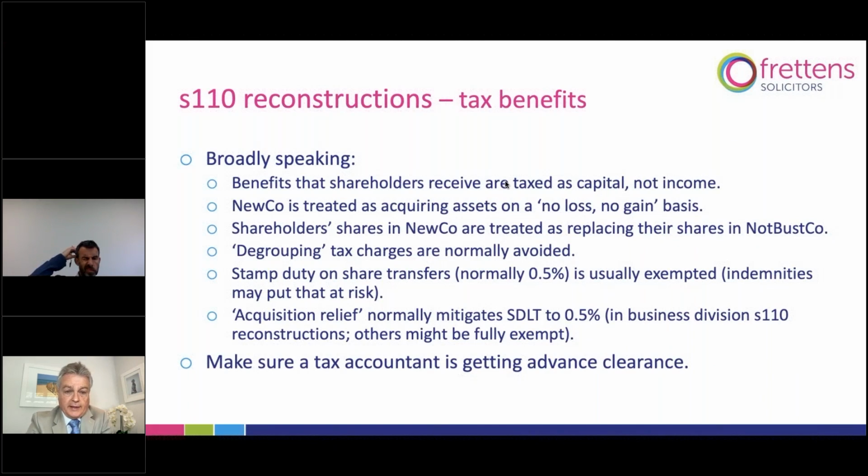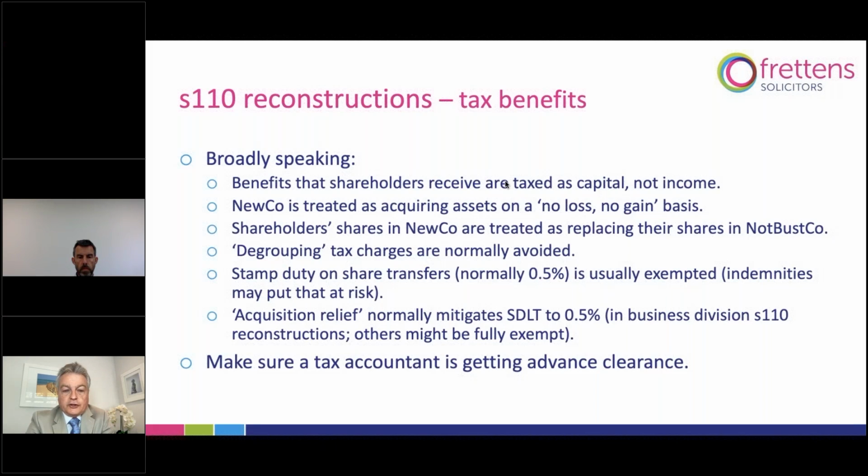Tax benefits, broadly speaking, if the shareholders get any benefits in the course of the transaction, those are likely to be taxed as capital rather than income. The new company will be treated as acquiring assets on a no loss, no gain basis that should not trigger significant tax liabilities. Similarly, the shareholders' shares in the new company are treated as replacing their shares in the old company. You should avoid degrouping tax charges by splitting the business in this way, and that is one of the key reasons for getting the tax clearance.